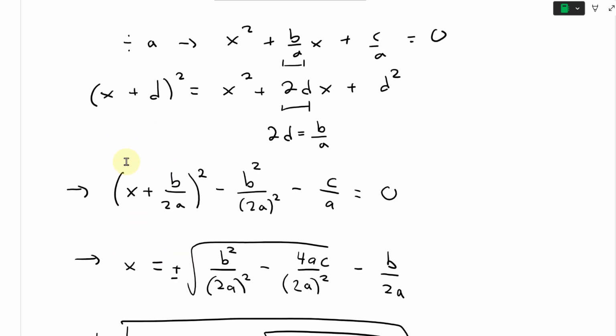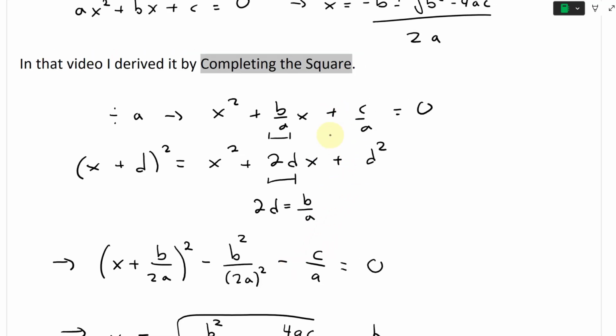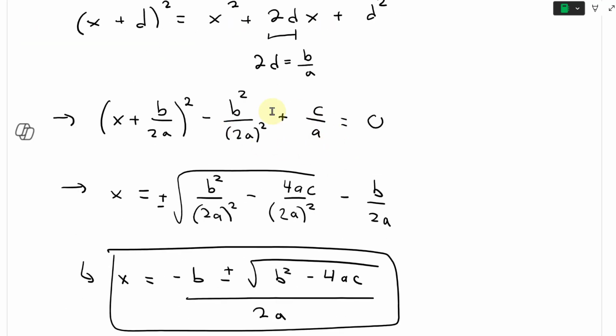So we're completing the square. Now we have x plus b over 2a, and then all squared. And now we're going to have to subtract, because this term includes a plus d squared, so we're going to have to subtract that. So minus d squared, and d is right over here, so minus b squared over 2a squared. And then finally, this is a plus c over a. And then this all equals 0.